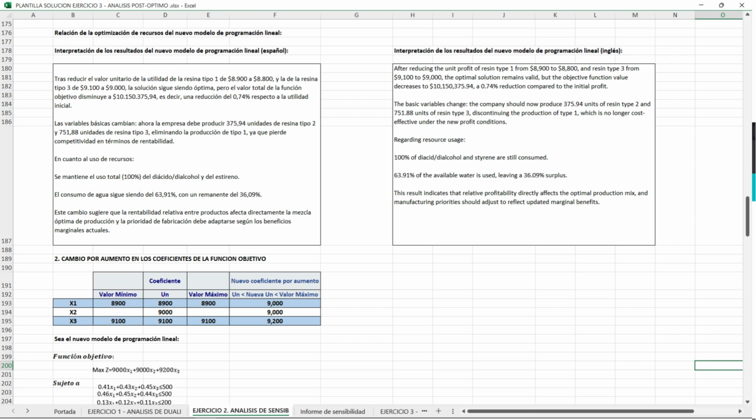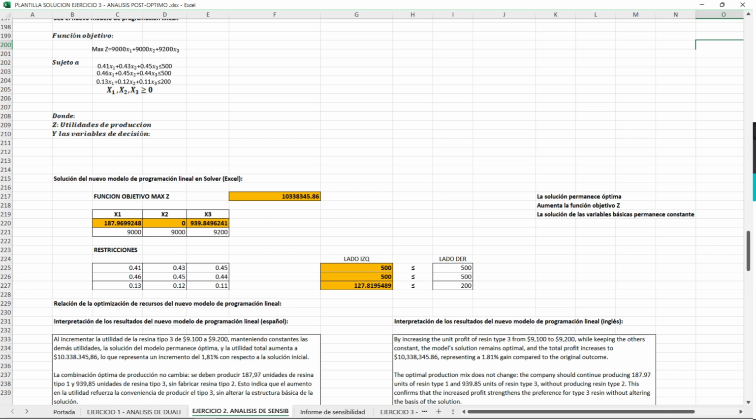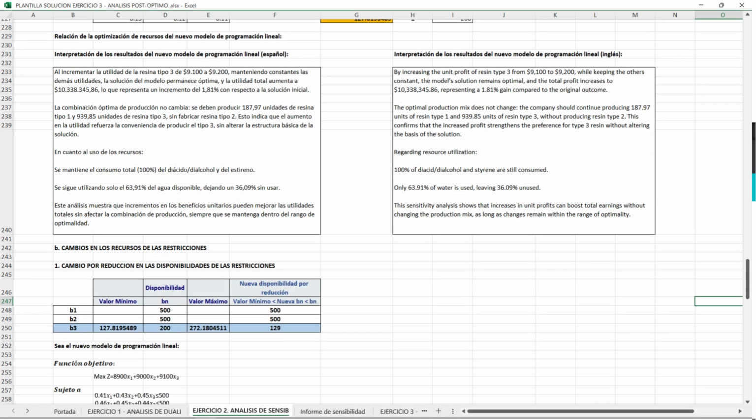Modification. We only increased the profit of Type 3 resin to $9,200, leaving the other resins unchanged. Result: the production mix remains unchanged, 187.97 tons of Type 1 and 939.85 tons of Type 3. But total profit increases by 1.81%, reaching $10,338,345.86. Interpretation: as long as the variations remain within the optimality ranges of the model, an increase in the profitability of a product improves profits without forcing changes in the production strategy.